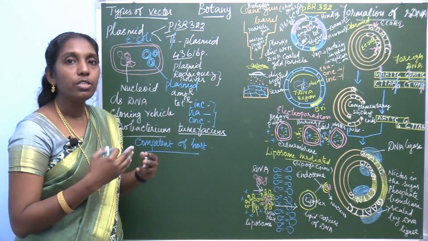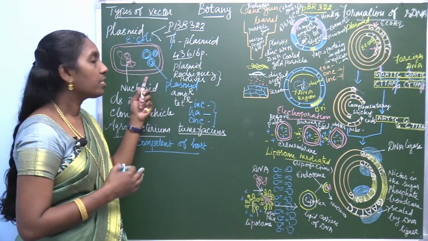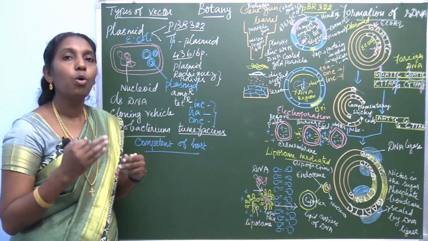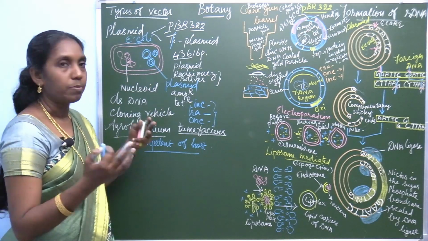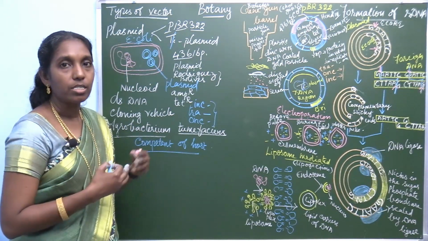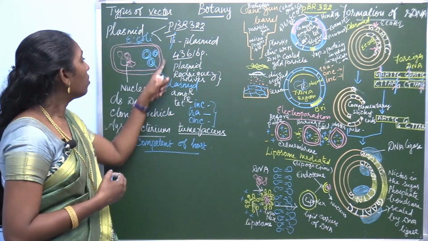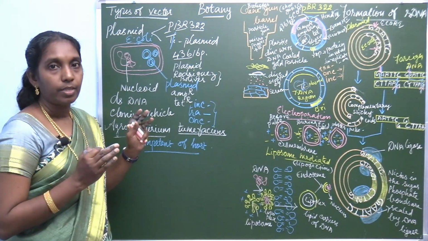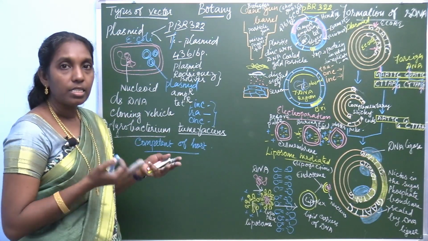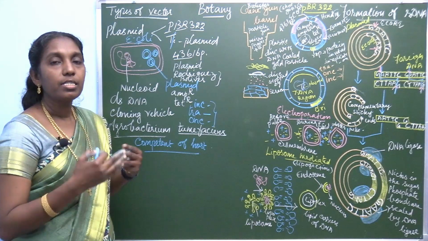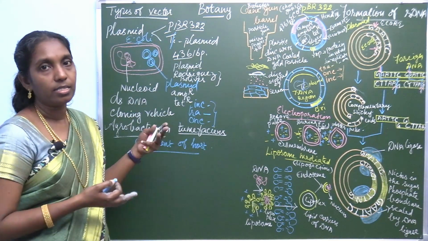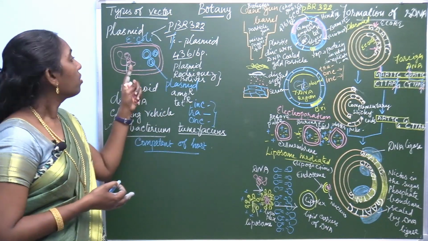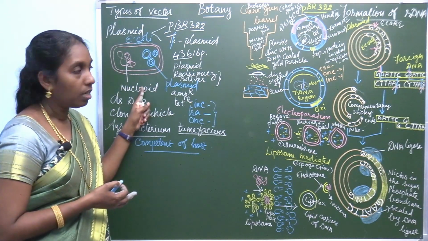It is easy to handle, and it has a high range of host specificity, so it can accept several kinds of vectors. So E. coli is selected. One of the main reasons is that in optimum condition, the cell divides every 20 minutes.